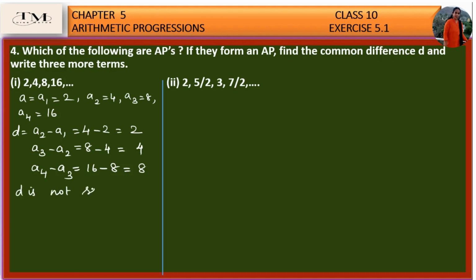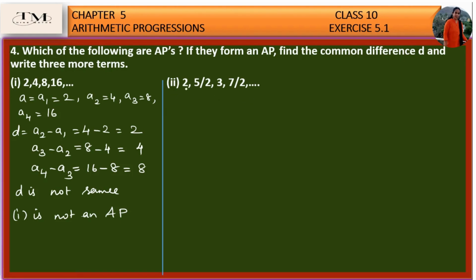If it is not same, then the given list is not an arithmetic progression. So if it is not an arithmetic progression, we cannot find the next 3 terms. Okay. So this answer should be same. If it is same, then it is an arithmetic progression. Then we can find the next 3 terms. So let me move on to the next one.